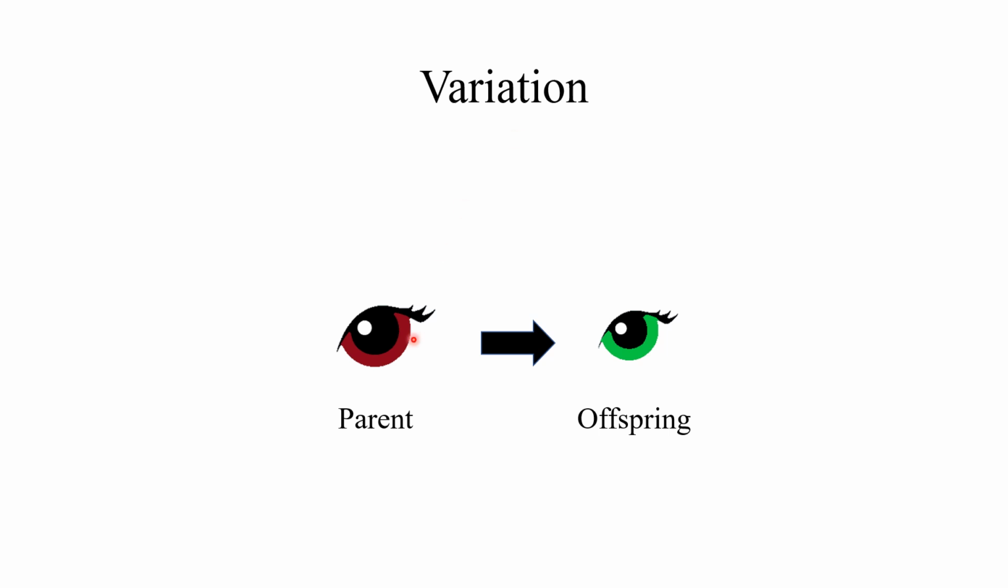Here the parent has brown eyes and the offspring has green eyes. So there is a difference among the species, because the parent and offspring belong to the same species. So here they have different eye color because of the phenomenon known as variation.